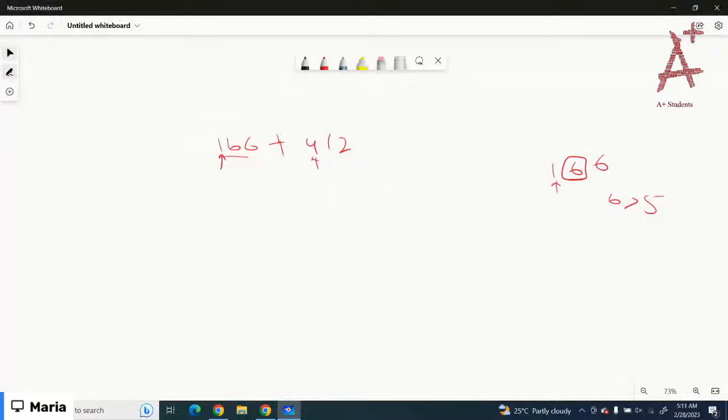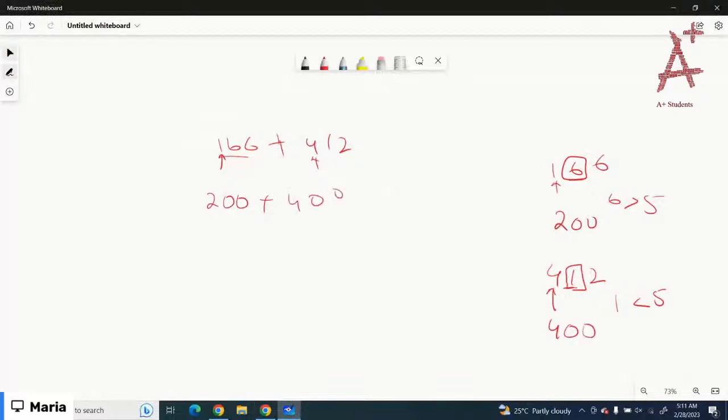Round up means add 1 to the hundreds digit. 1 plus 1 makes 2 and replace all other digits with 0. So 166 is rounded off to 200. Got it? You have to do the same thing with 412. 4 is at the hundreds position. Look at the digit right after it. You have 1. 1 is less than 5. That means you round down on the same 100 and replace the other digits with 0. So it would be rounded off to 400.